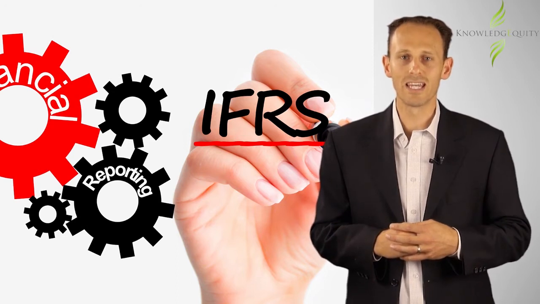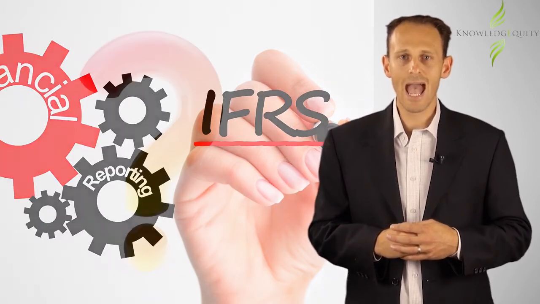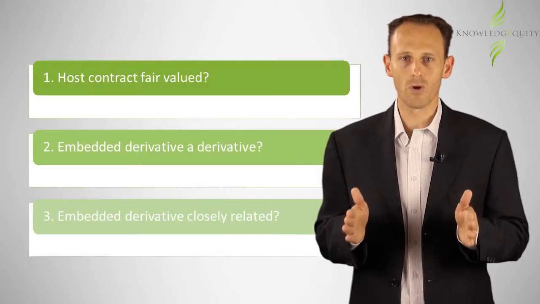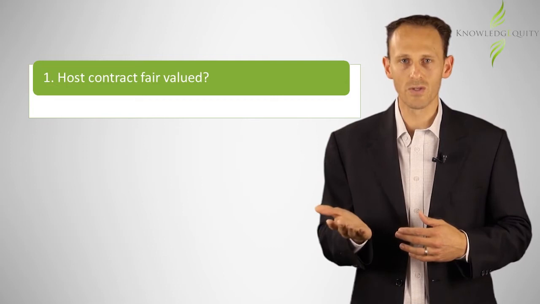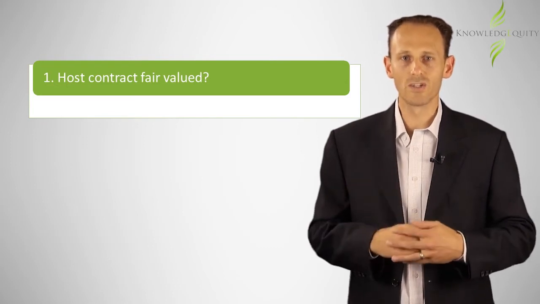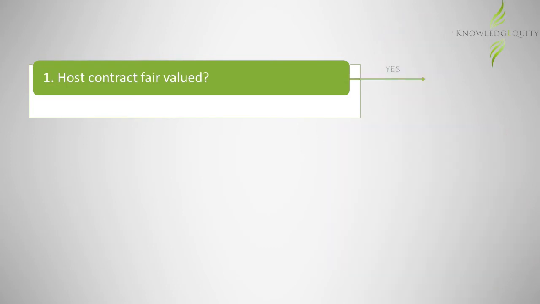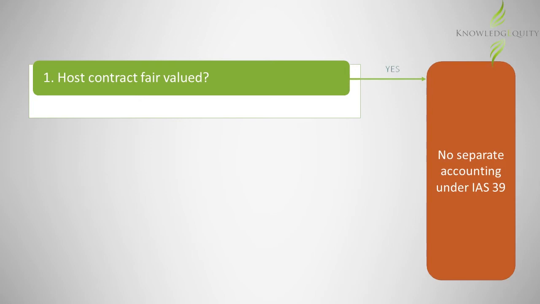So once we have determined that an embedded derivative exists, how do we determine whether it should be accounted for separately in the financial statements? There is a three-step process to determine this. Firstly, is the host contract fair valued? If the host contract is already fair valued in the financial statements, with fair value changes going directly to profit and loss, then there is no need to separately account for the embedded derivative. This is because the embedded derivative is already being fair valued as part of the host contract.